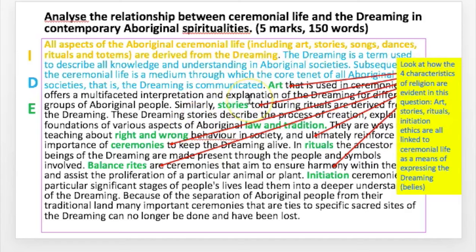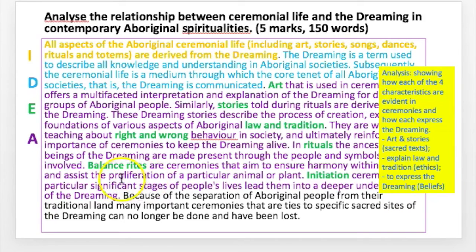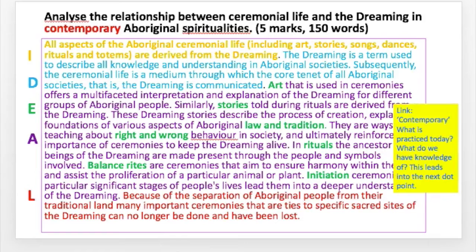We've got art and stories, which relate to sacred texts, law and tradition, right and wrong, relates to ethics, and some examples of ceremonies. And the beliefs is the dreaming itself. The analysis, which should form the bulk of your response, is how these different aspects are utilised in ceremonies and how they're connected to the dreaming. And finally, there's the link down the bottom. And that really addresses that keyword in the question.